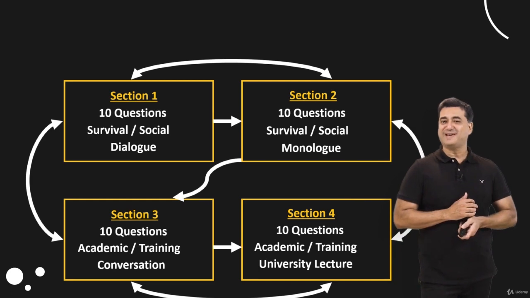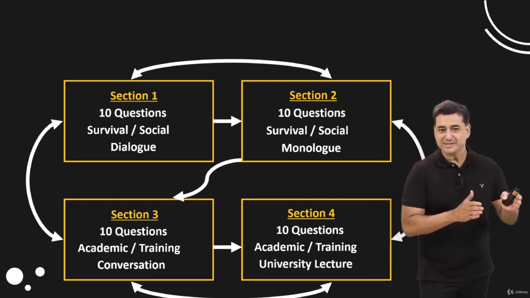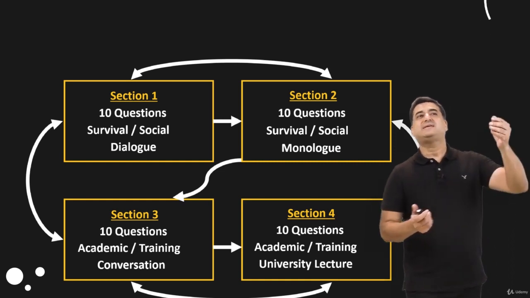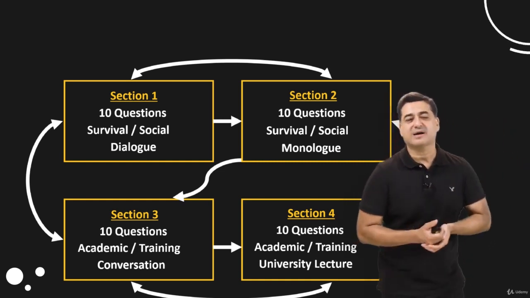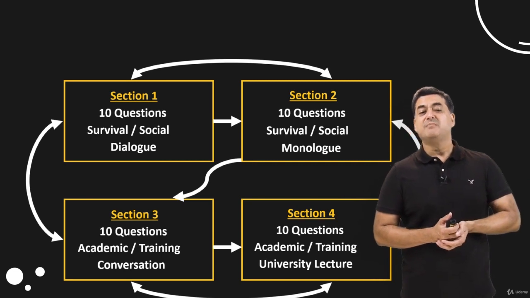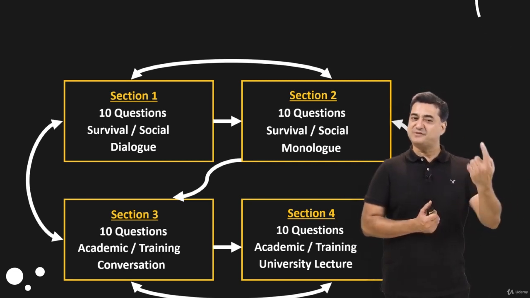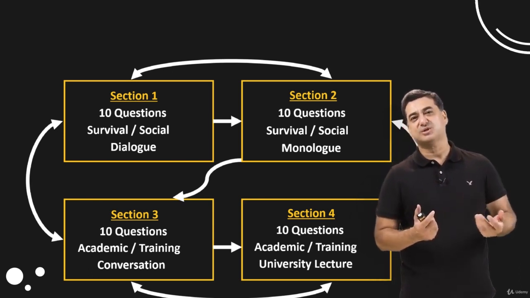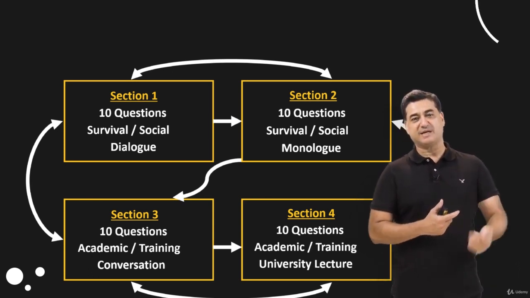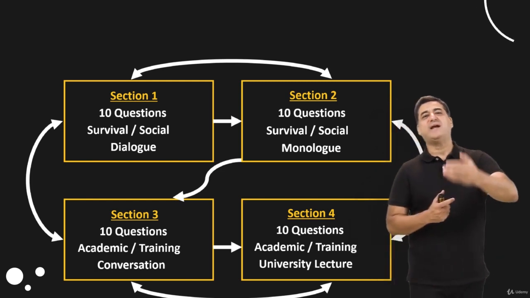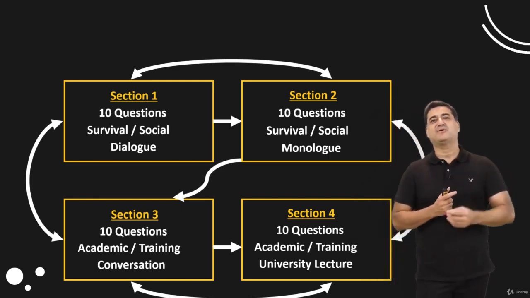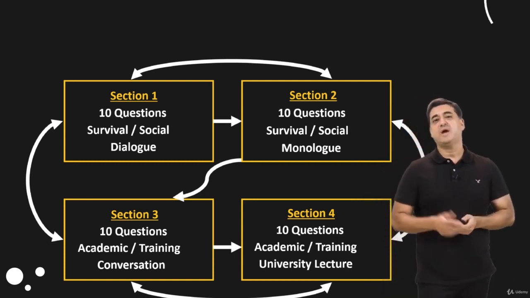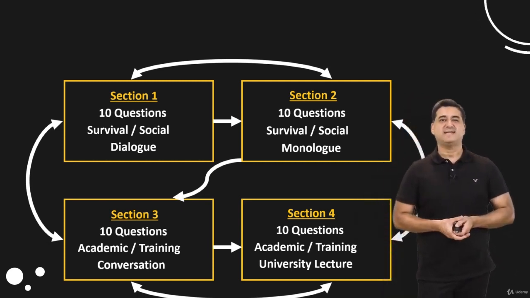But there are more similarities here. Section 1 and section 3 are similar because the listening that you are hearing here is between more than 1 person. Section 1 is a dialogue, while section 3 is a conversation. So here multiple people are speaking. And likewise, section 2 and section 4 are also similar because just 1 person is speaking in section 2 and 1 person is speaking in section 4.